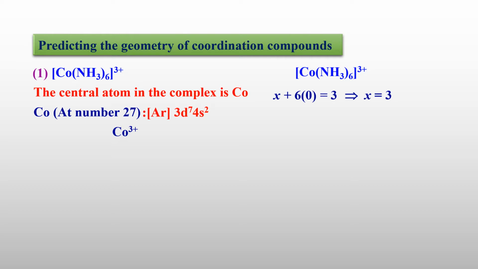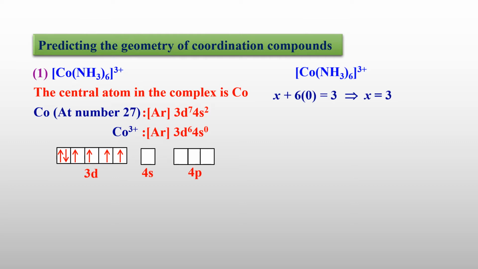Now we have to write the cobalt plus 3 oxidation state. We remove 3 electrons from the cobalt electronic configuration: first from 4s, then 1 electron from 3d, so it becomes 3d6 4s0. Now draw the orbitals: 3d has 5 orbitals, 4s 1 orbital, 4p 1 orbital. The 6 electrons present in 3d are filled according to Hund's rule. Now ammonia is a ligand, so in the presence of the ammonia ligand, electron pairing takes place.